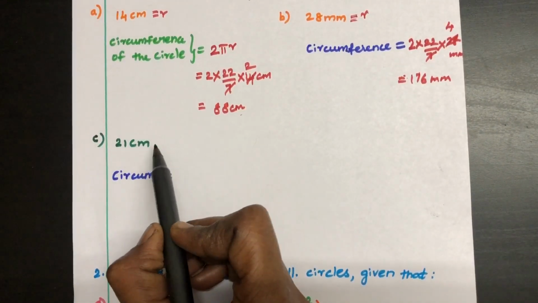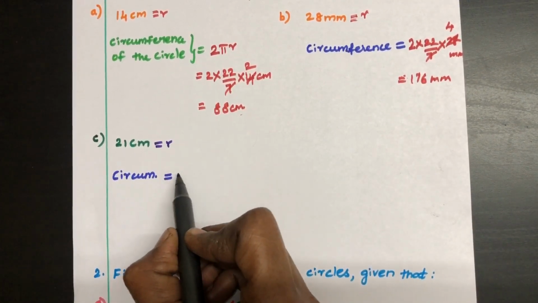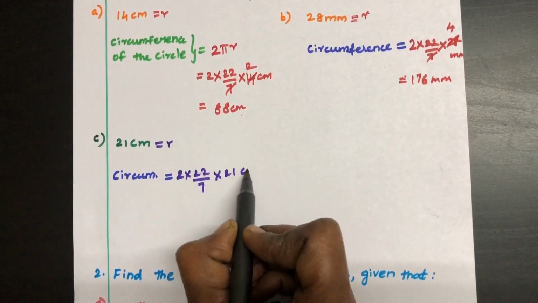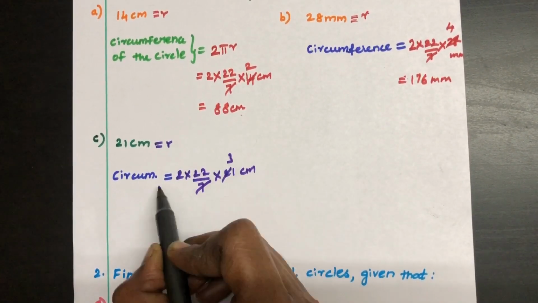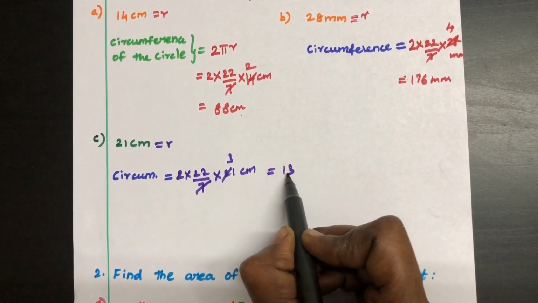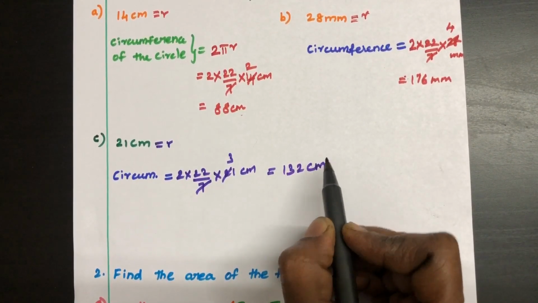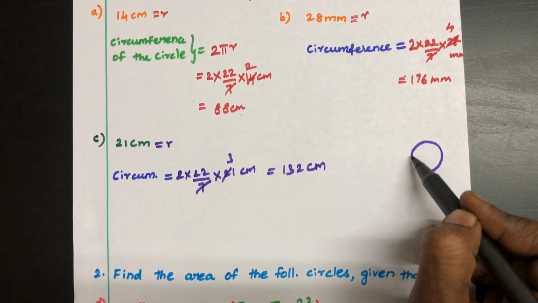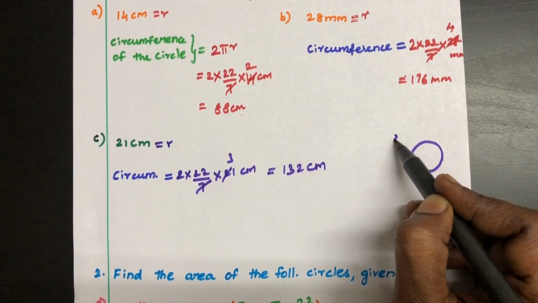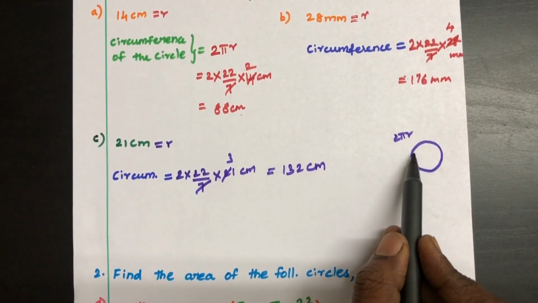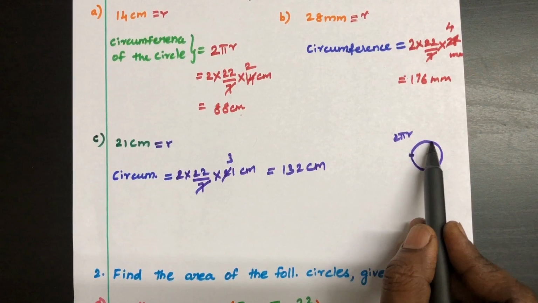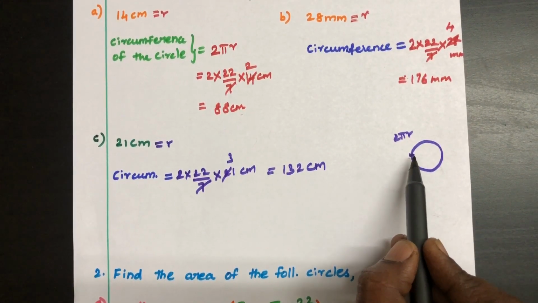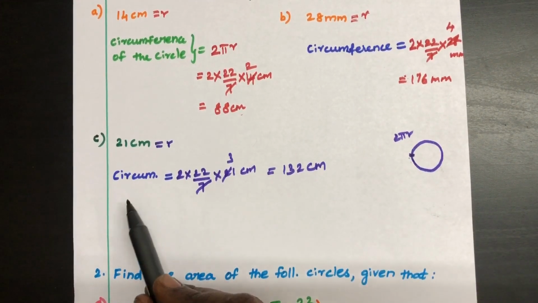C subdivision, this is our r now. So circumference is 2 into pi, 22 by 7, into 21 centimeter. If we cancel this and multiply, this gives us 132 centimeter, the circumference of the circle. Circumference means this boundary length. This is always 2 pi r. If you start measuring from here all the way around to here, it is the length of the circle, that means perimeter of the circle, otherwise circumference of the circle.